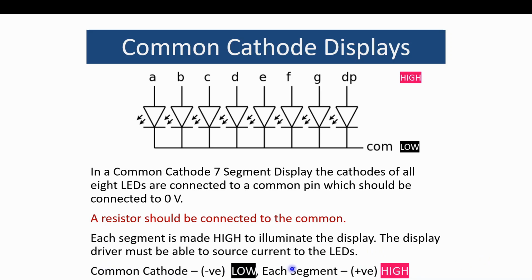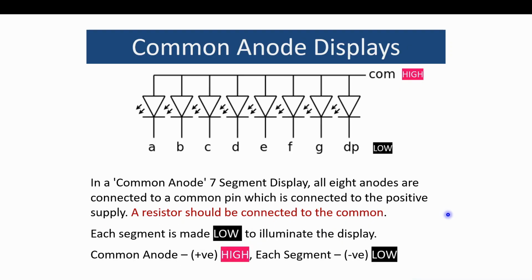So you just read the last line and you should remember this. When it is a common cathode, the negative should be connected to the common because it is the cathode. Cathode is negative, and each segment is given a positive, that is a high. Similarly, when there is a common anode display, the common is given a high, whereas all the segments are given a low. So this is the reverse of the previous one. In this, common anode is given a positive, that is a high, and each segment is given a negative.